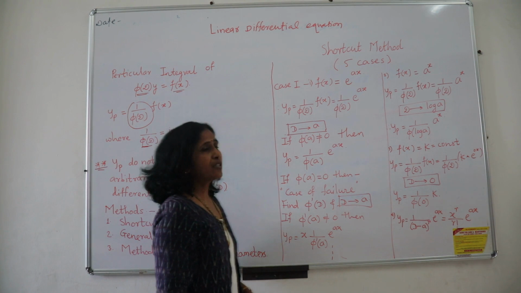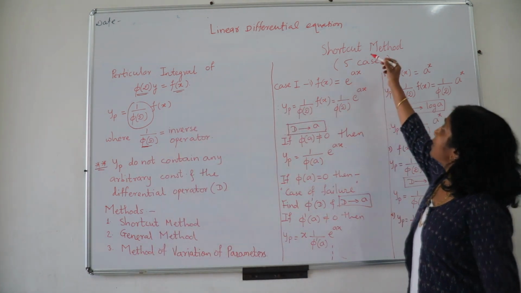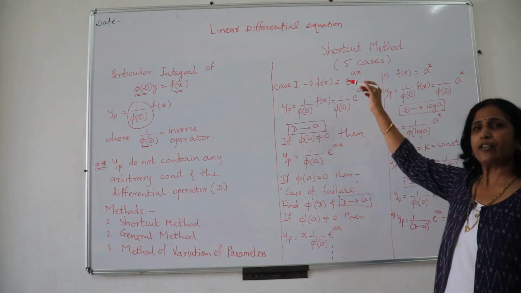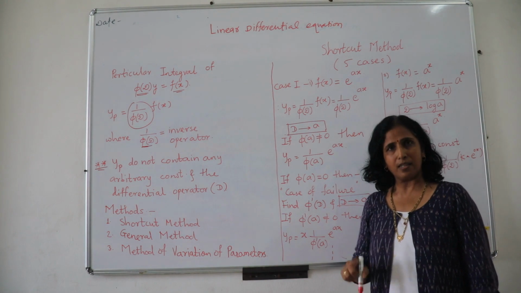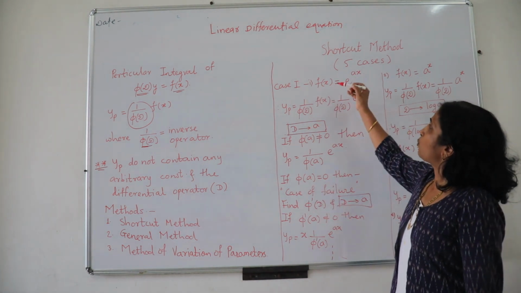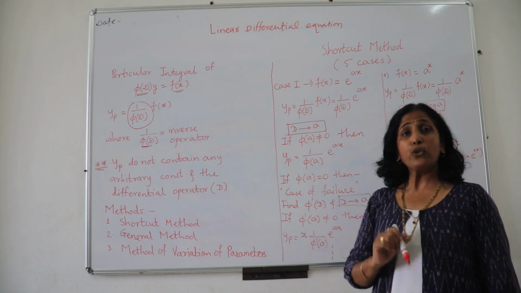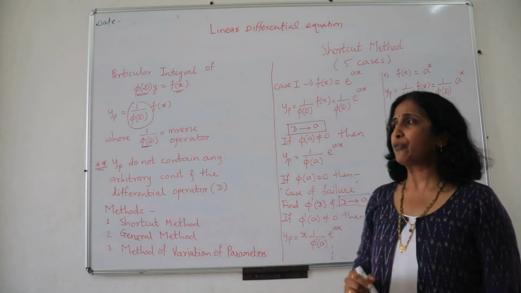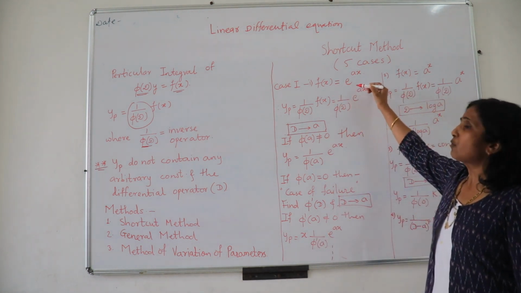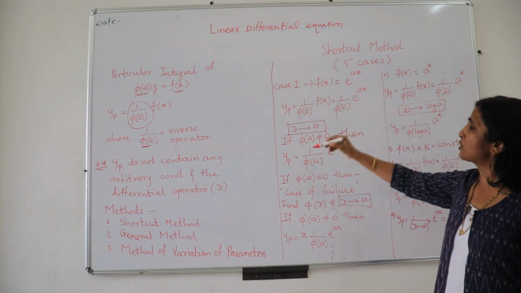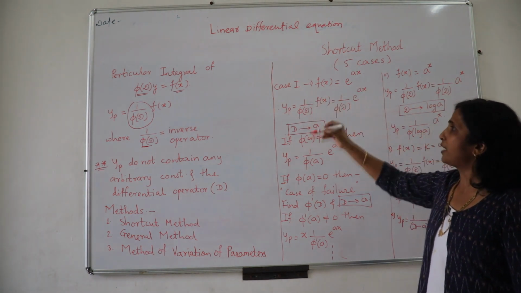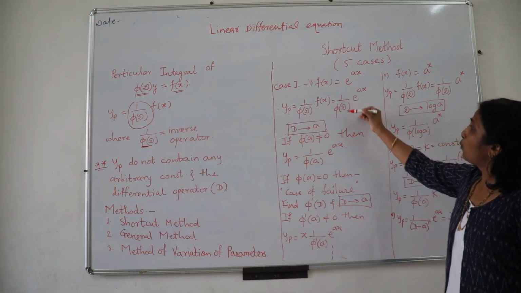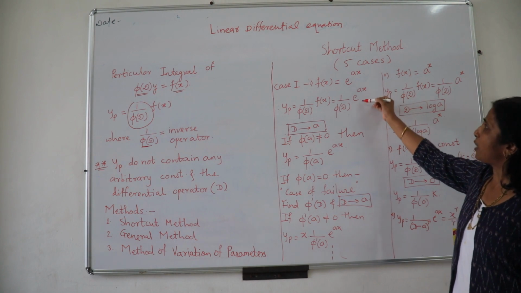First of all, let us focus on our first method, the shortcut method, which is made up of 5 different cases, and today I am going to focus on the first case. In case number 1, we are dealing with exponential functions. Exponential means e raised to, a raised to, such kind of power functions. So f(x) is equal to e raised to ax. yp is equal to 1 upon phi D into f(x), the same formula, with the function e raised to ax written here.